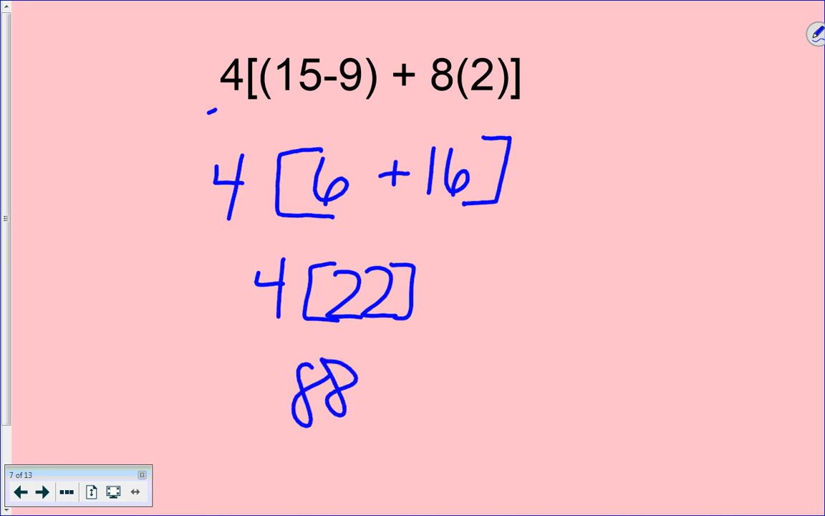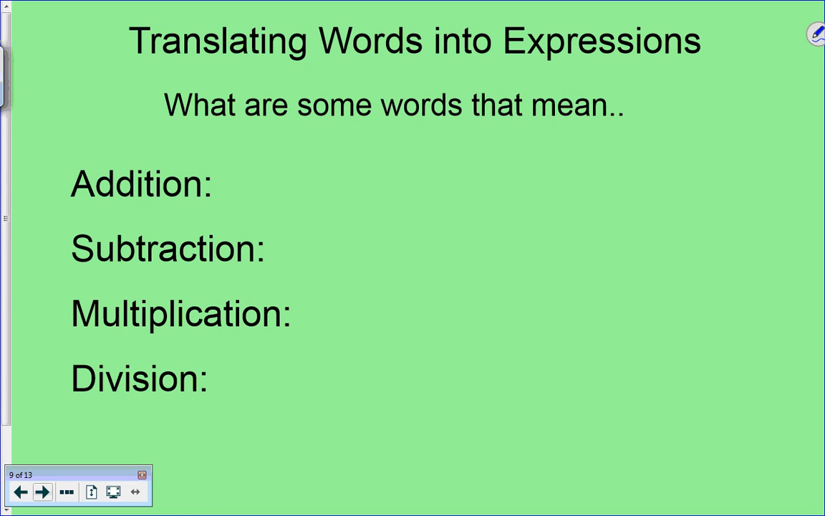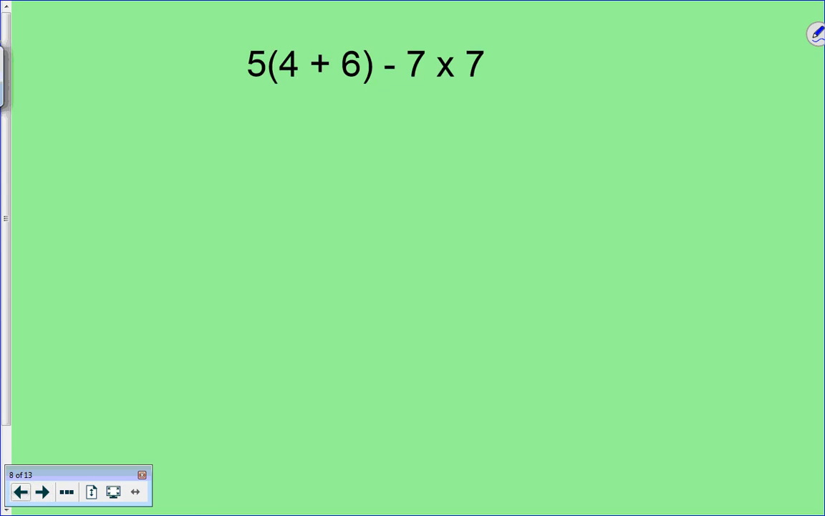Are some of you writing down some notes? Are you writing down some examples? Because you're going to need them. All right, let's see. Let's do this one on your own. Do this one on your own.